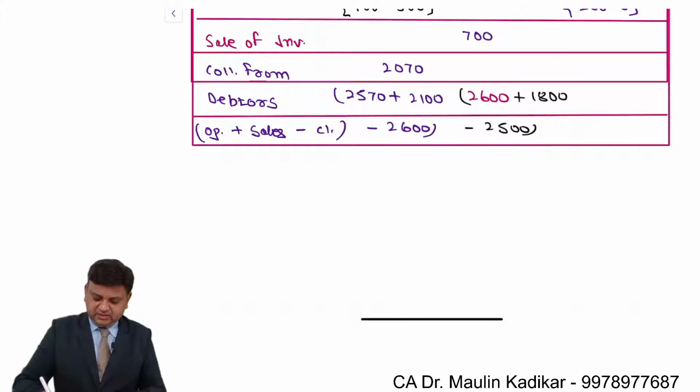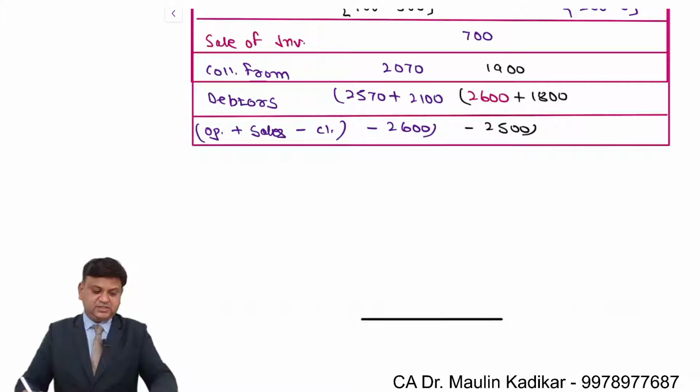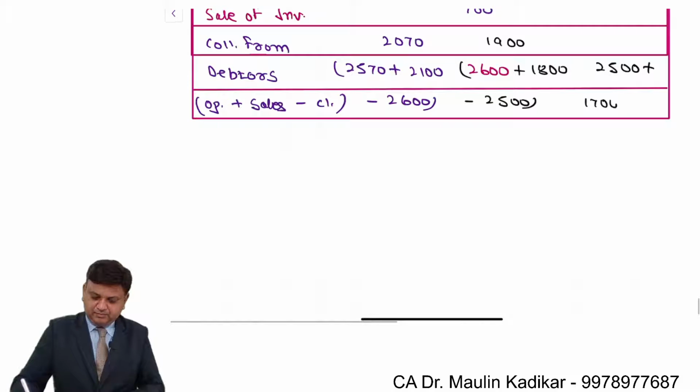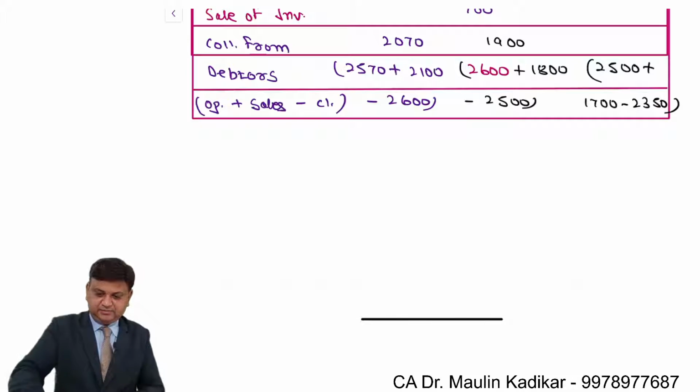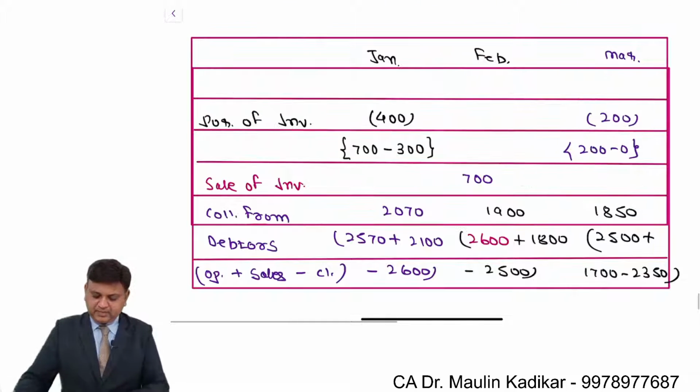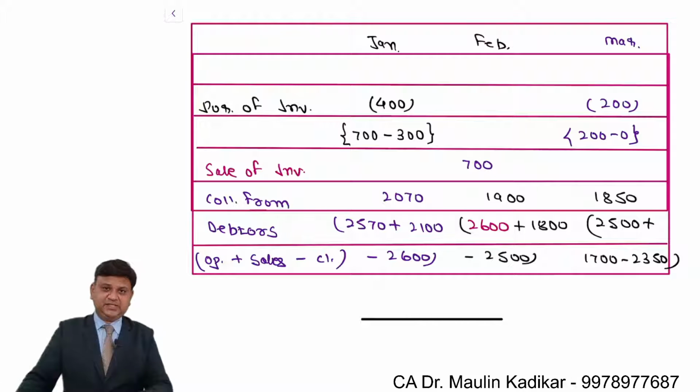It comes to 1900. Last, for the month of March, what is the opening balance? Opening balance is 2500. Sales is 1700. And the closing is 2350. So we get the answer as 1850. I request you to take down these two transactions and try to complete the remaining question on your own.